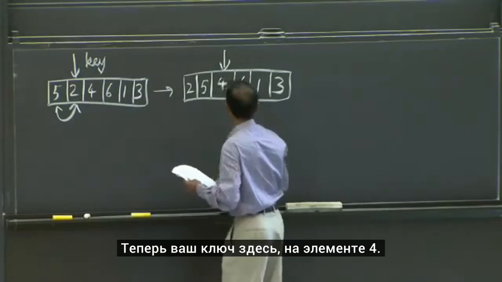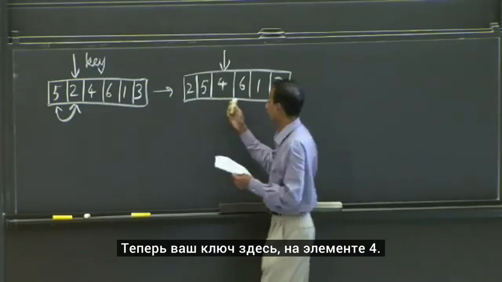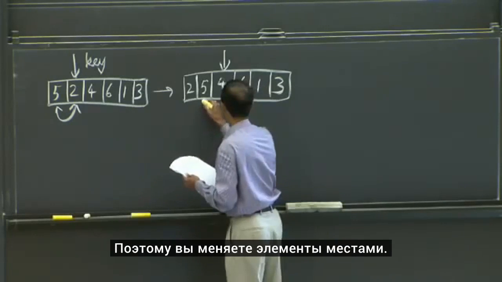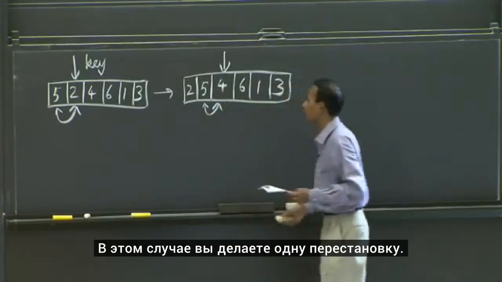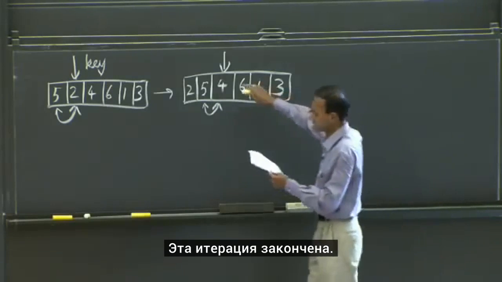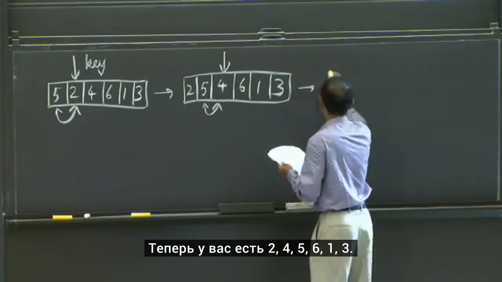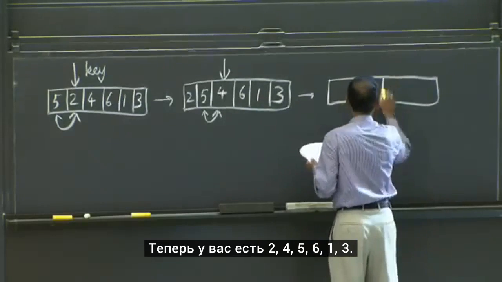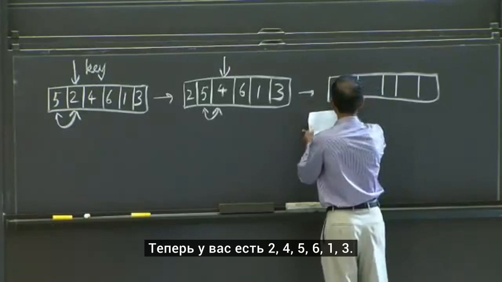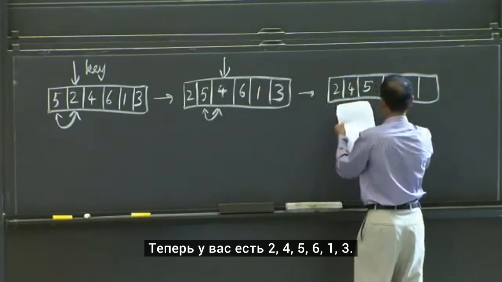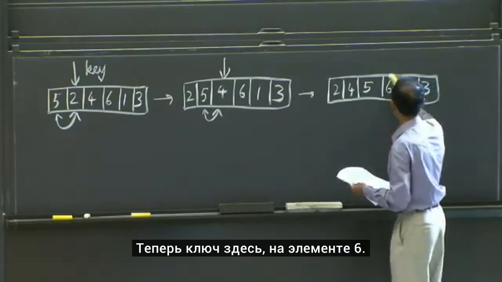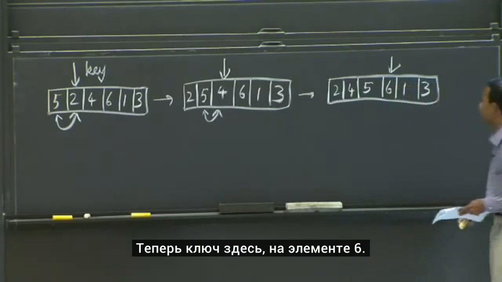Now your key is here at item 4. Again, you need to put 4 into the right spot, and so you do pairwise swaps. In this case, you have to do one swap, and you get 2, 4, 5, and you're done with this iteration. So what happens here is you have 2, 4, 5, 6, 1, 3, and now the key is over here at 6.